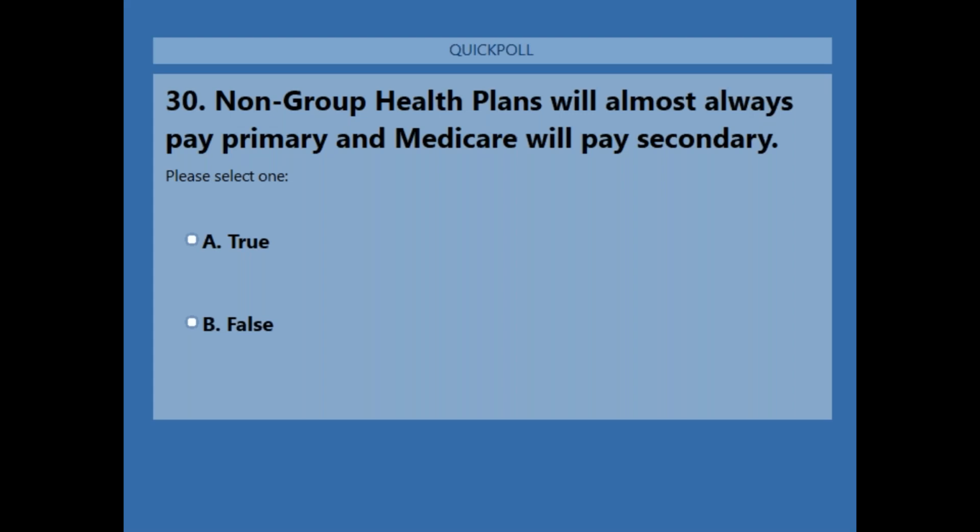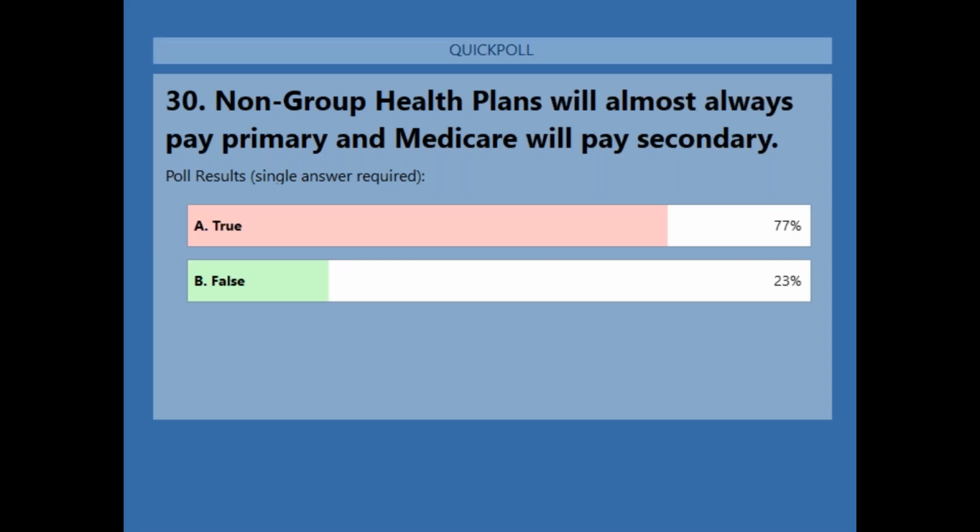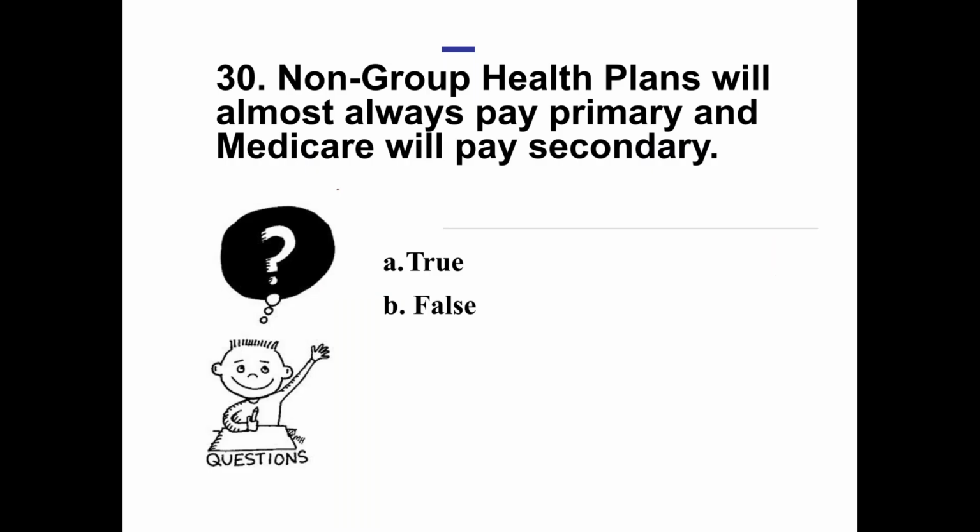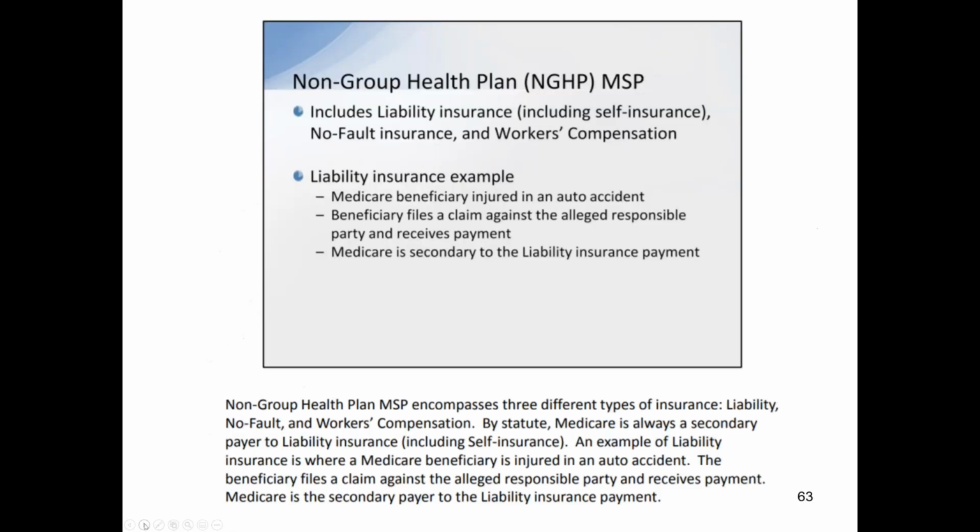Okay, Danny, you want to close it out because we are running out of time here. Yep, 77% said true and 23% said false. And 23% of you were sleeping during that one. So the non-group health plans will almost always pay primary, while Medicare will pay secondary in that case. So the answer to that one is going to be true. Okay, let's move on here. And then this is the non-group health plans. This is just defining what those are.